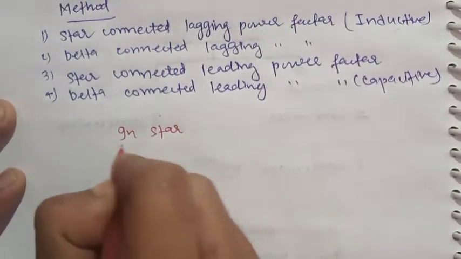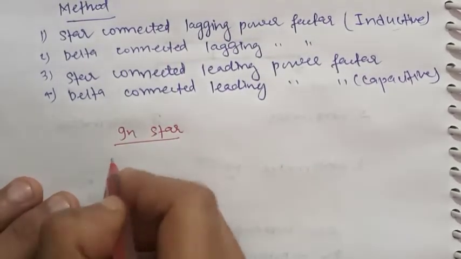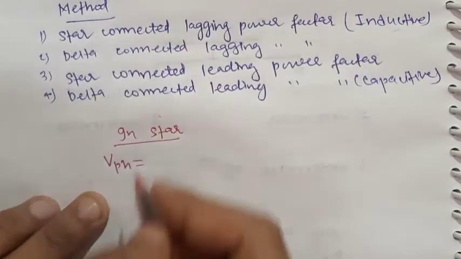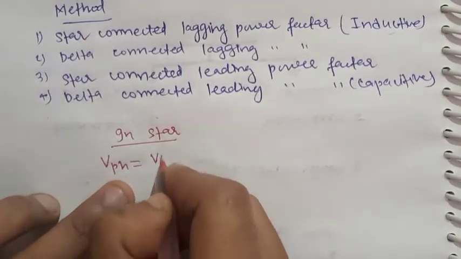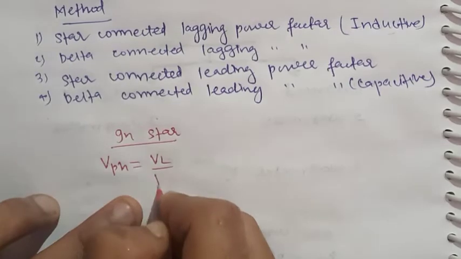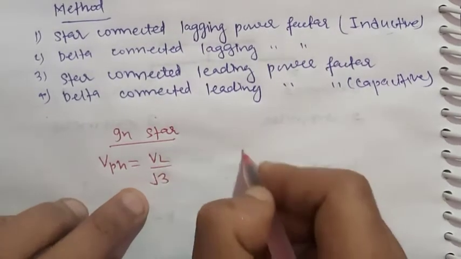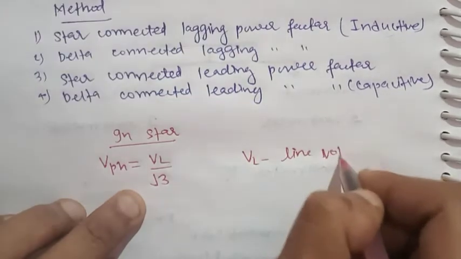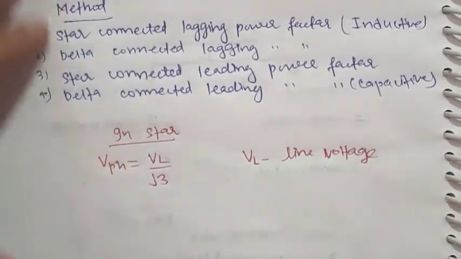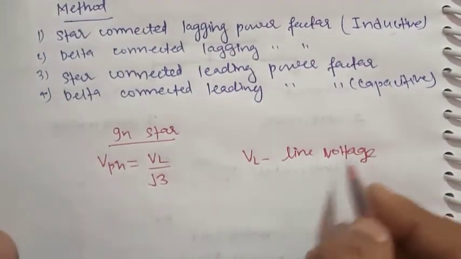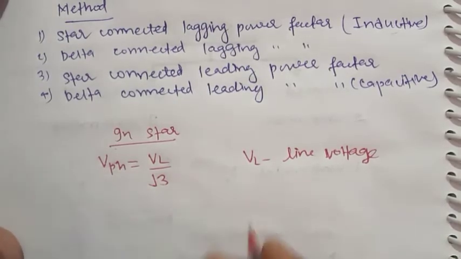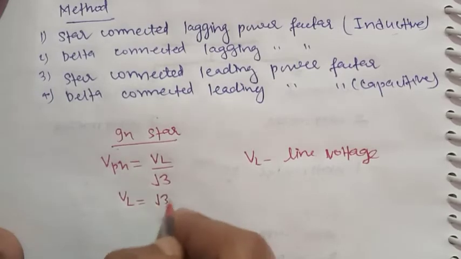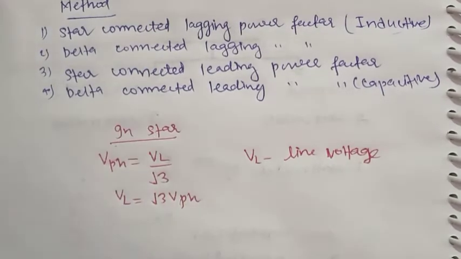In star connection, we should know that phase voltage is equal to VL by root 3. What is VL? VL is line voltage, and VPH is phase voltage. Here we get the relation VL is equal to root 3 VPH.